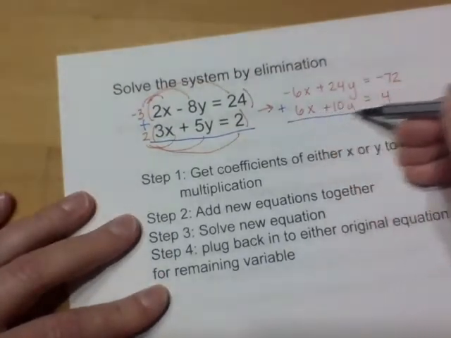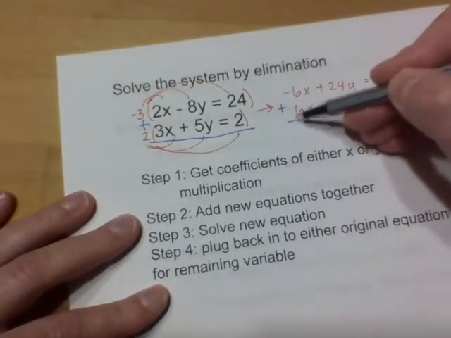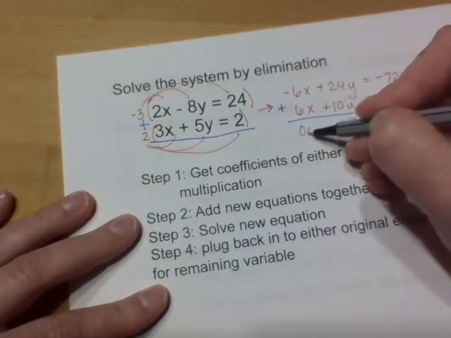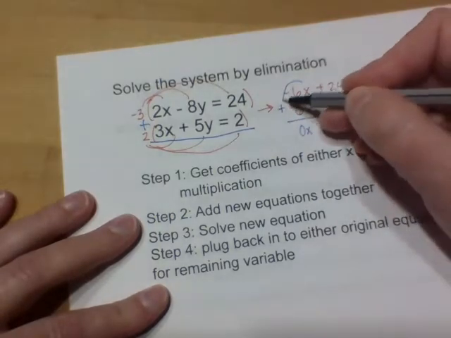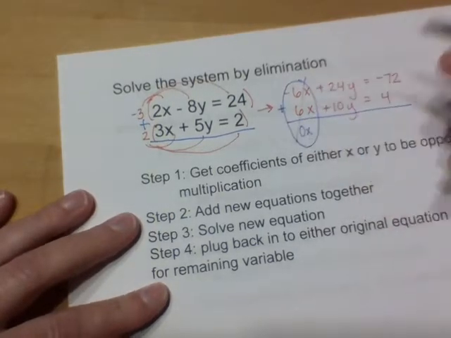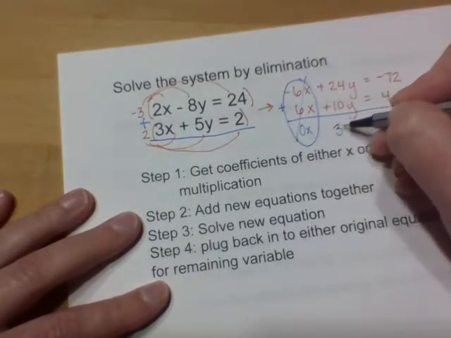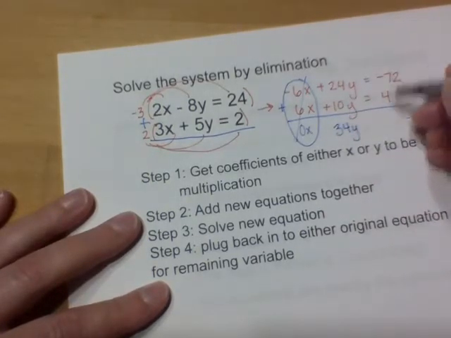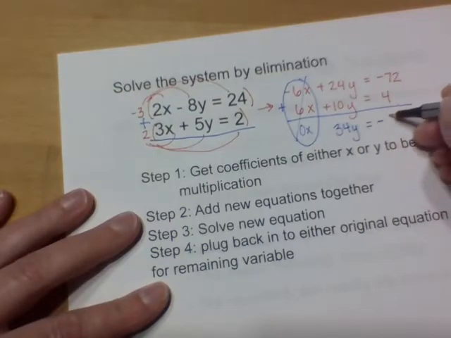Again, I'm going to add each column. So in this case, I will get 0 x's, which is what I was hoping for, eliminating the x's. Adding these two together, you're going to get 34 y's. And then adding these two together, you get -68.